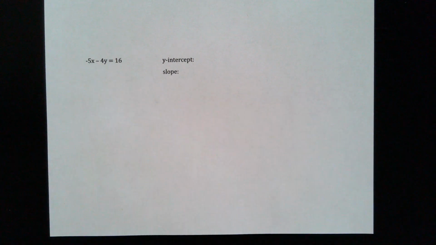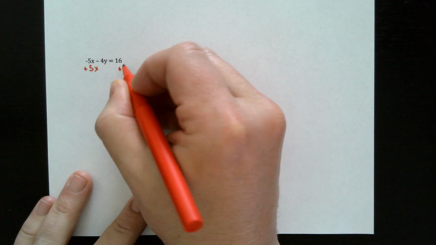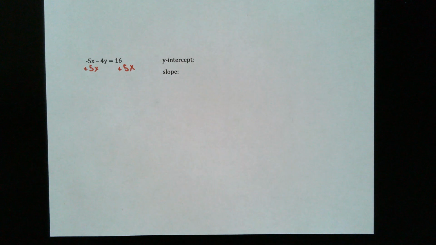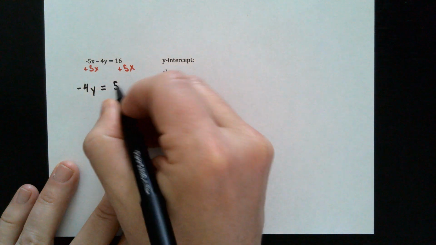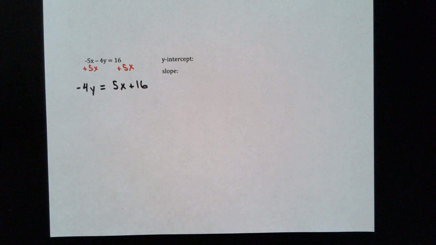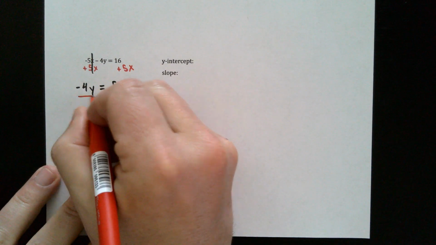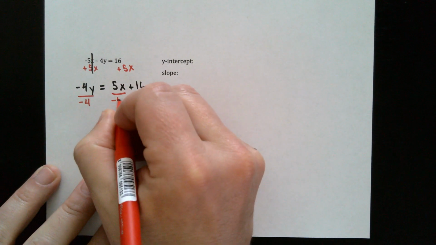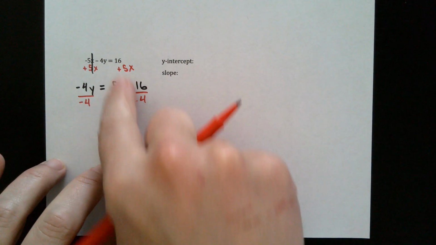Okay, let's take a look at the next one. So we've got negative 5x minus 4y equals 16. I need to first get rid of this 5x by adding it to both sides. So that will give me negative 4y equals 5x plus 16. This term cancels. And then to get rid of the negative 4 that's in front of the y, I need to divide. And make sure you divide every term just like this. Don't put one big fraction and put a negative 4 on it. Do it term by term.